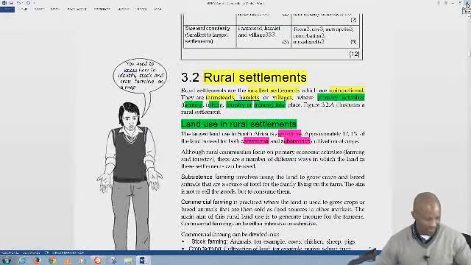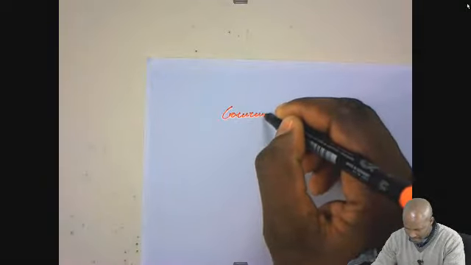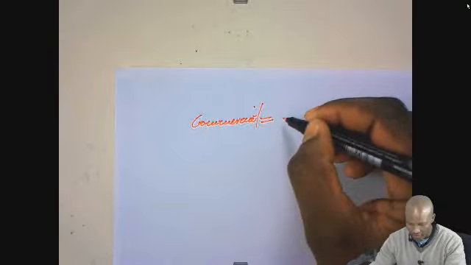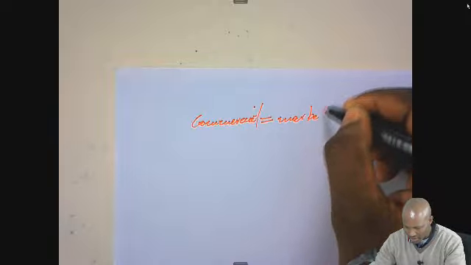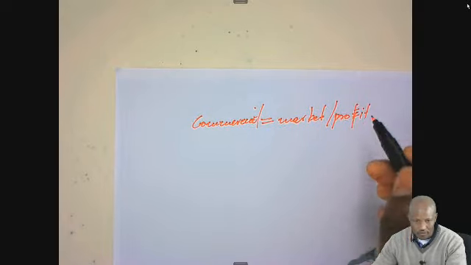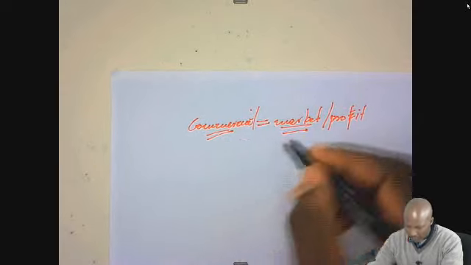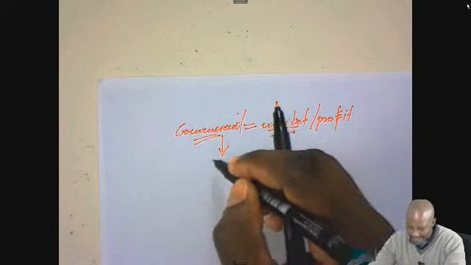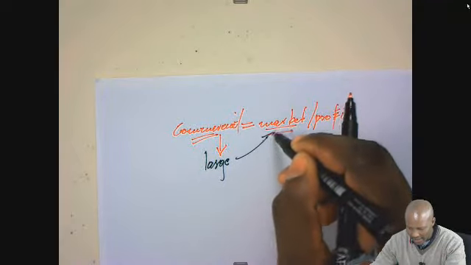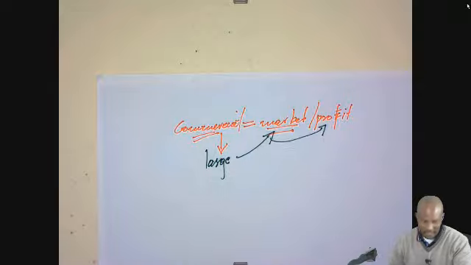We say a commercial farmer is a farmer who produces for what? For market. He produces for market to make what? To make profit. A farmer who produces for market to make profit is a commercial farmer. They are ploughing using a large piece of land. That's why we see them producing for market, and ultimately they make a lot of profit.